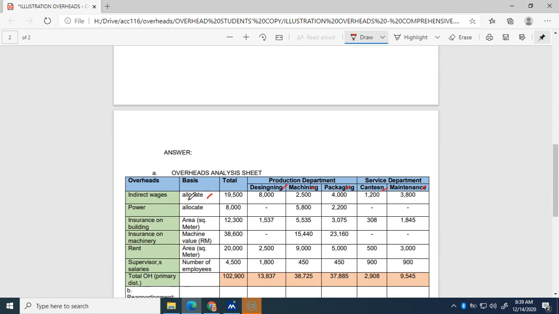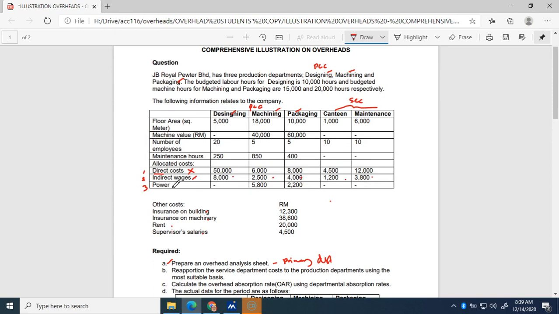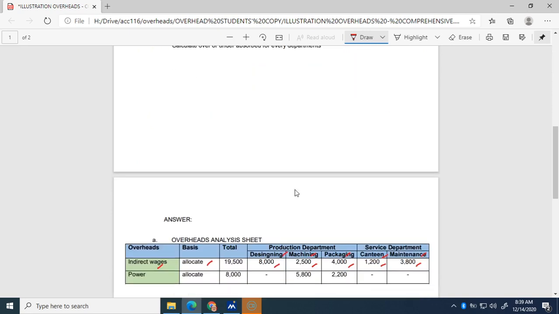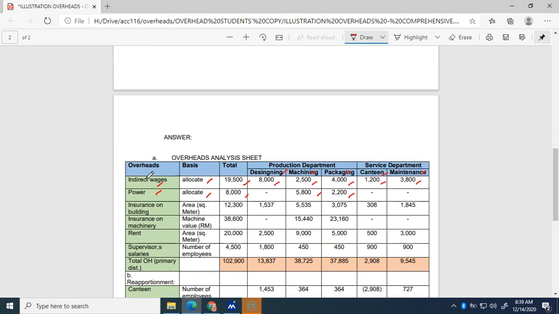So this is allocate. Indirect wages are allocated because we know the amount exactly for each of the cost centers. This is from the question. The next item is power. Power is also an indirect cost. It is overhead, so we have to include it in the overhead analysis sheet. We have it in the machining department and packaging department only, so put it in the overhead analysis sheet. Power is allocated, only for machining and packaging. So you get the total for power 8,000. Just now, the total for indirect wages, when you total it out, you get 19,500. Then we move to the next one.